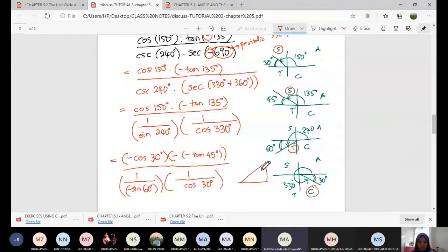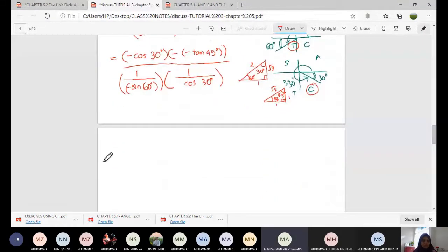If you have 30 degree here, this is root 3, this is 2, 60 degree, 1. If you have 45 degree, this is 1, 1, root 2. Okay, then continue to substitute. Continue and find what the answer is. Don't just stop there, try to evaluate. This is a tutorial question.